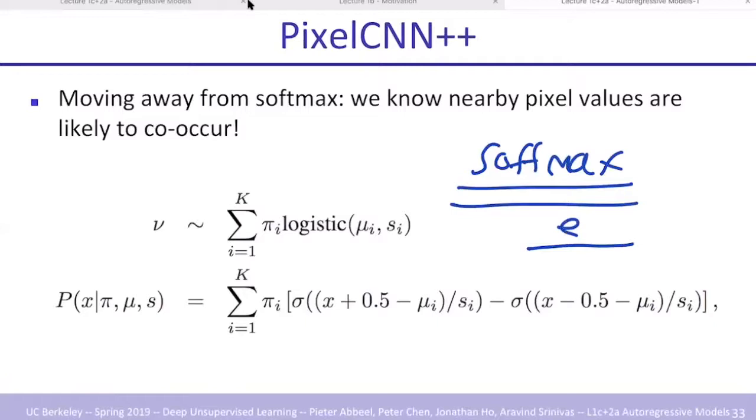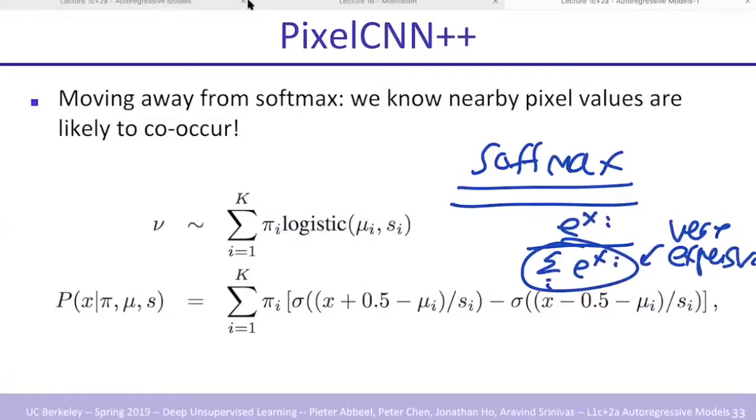So this is e to the x_i over the sum over i over here. Right, so this is how softmax is written out. So what is the problem with softmax? The problem with softmax is that this part is very expensive to calculate.